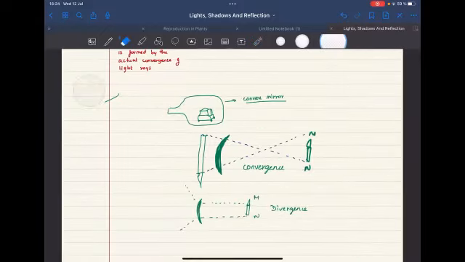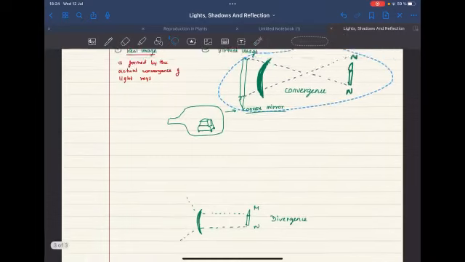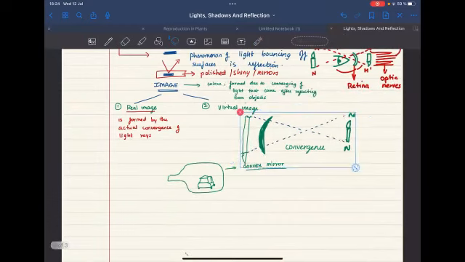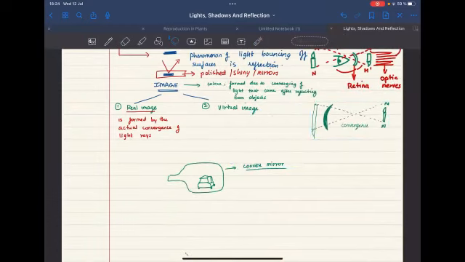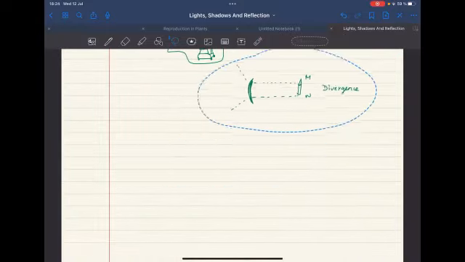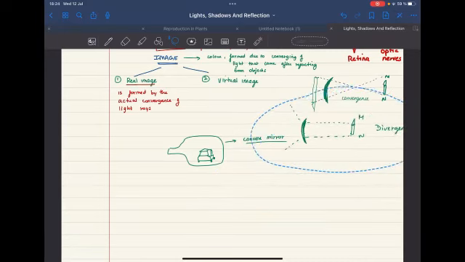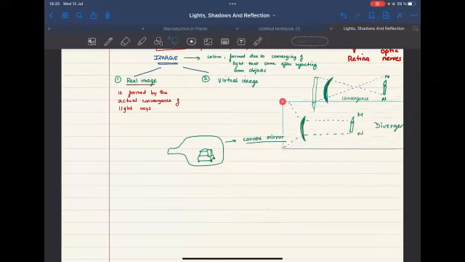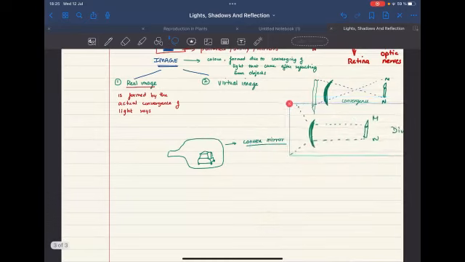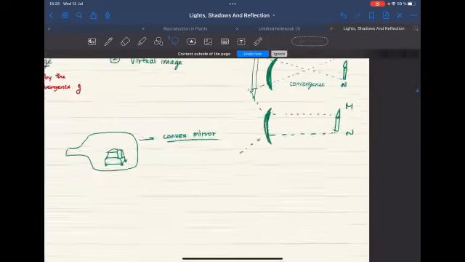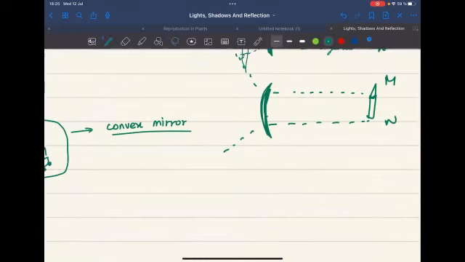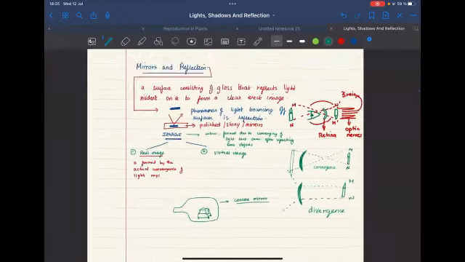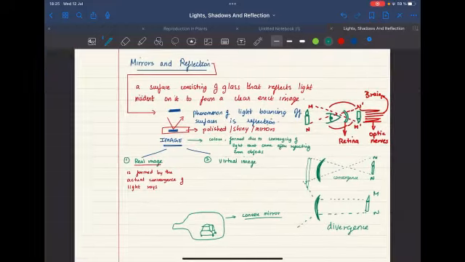Okay, 1 minute. I hope everything on this page is visible to you all. Now you can note it down. If there is any doubt, please ask me.